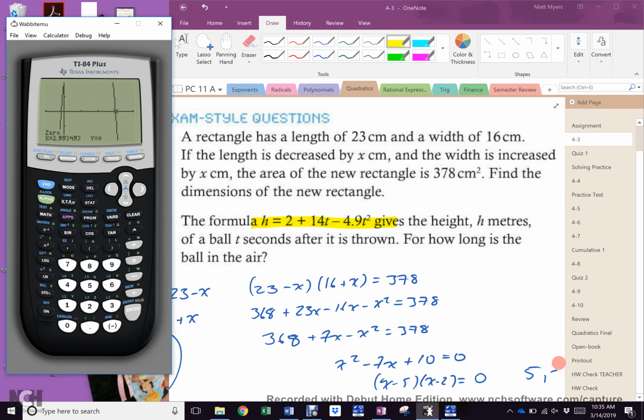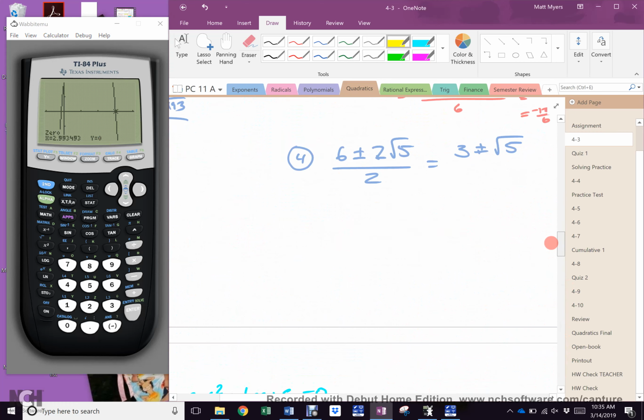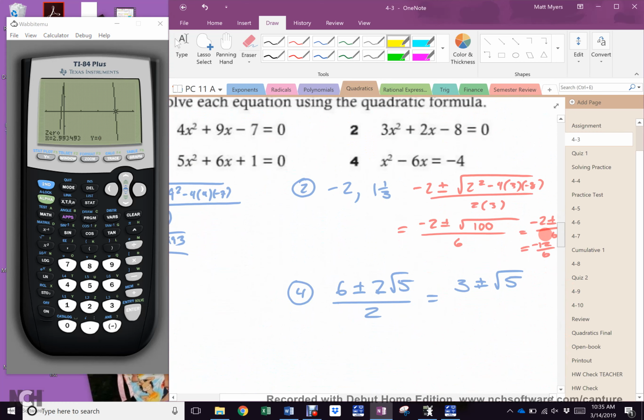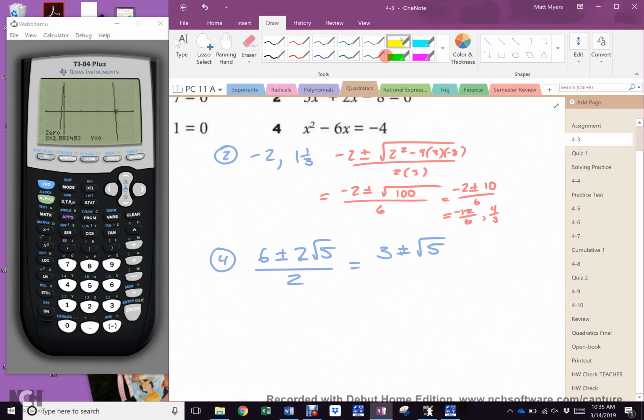Let's go back to a previous question that gave us a weird answer. For example, let's look at number 4 right here. Everybody cool? Now, using your regular calculator, which you don't need to actually do, I'm just going to show you. The roots here are 3 plus or minus root 5.